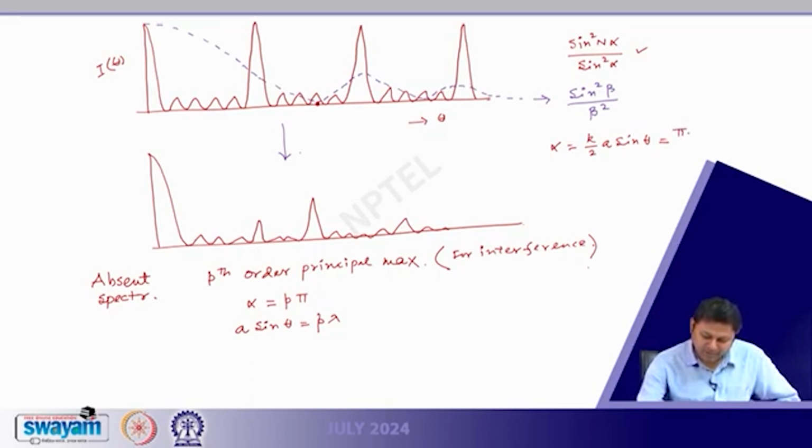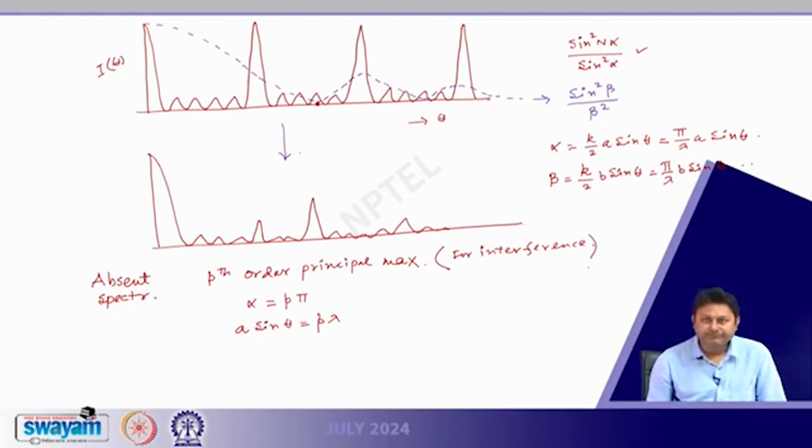Several times I wrote this, by that time you should be familiar with this notation. It is pi by lambda a sin theta, and beta is k by 2 b sin theta, which is pi by lambda b sin theta. These two we know, and then from the condition for principal maxima we can have this.